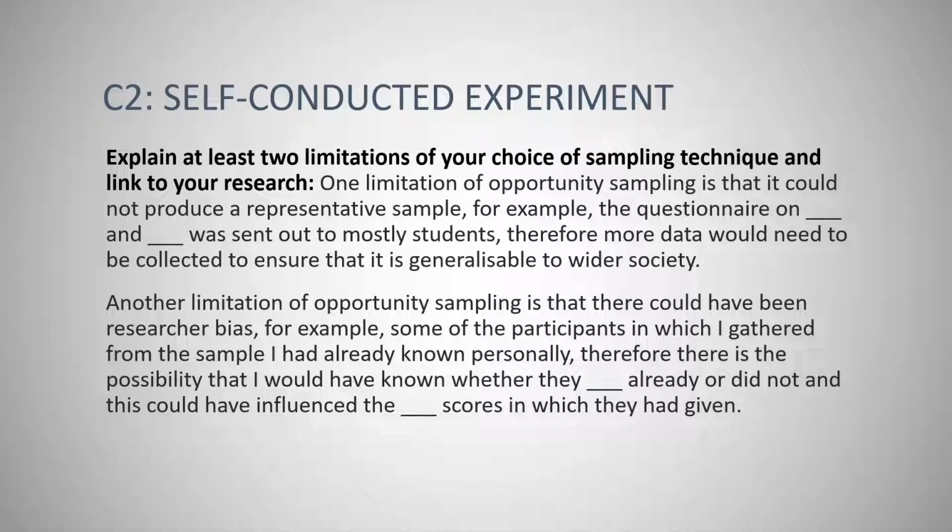Another limitation of opportunity sampling is that there could have been researcher bias. For example, there should be a semicolon before the "for". Some of the participants whom I gathered from the sample I'd already known personally. Therefore, there is a possibility that I would have known whether they something already or did not, and this could have influenced the something scores which they had given.